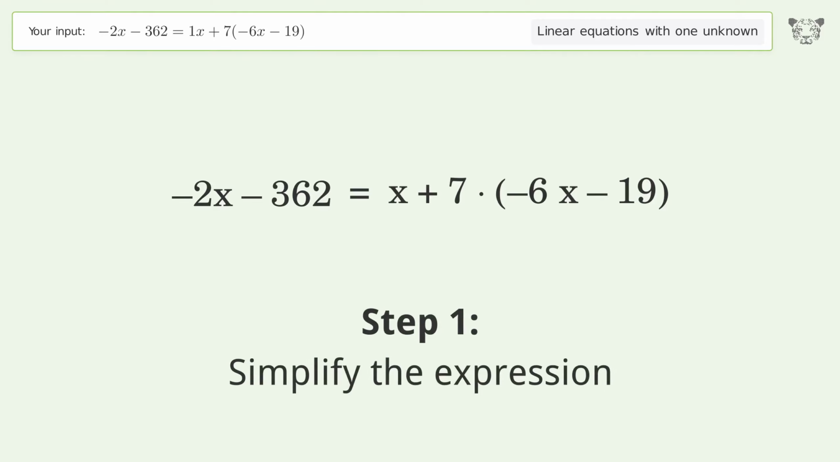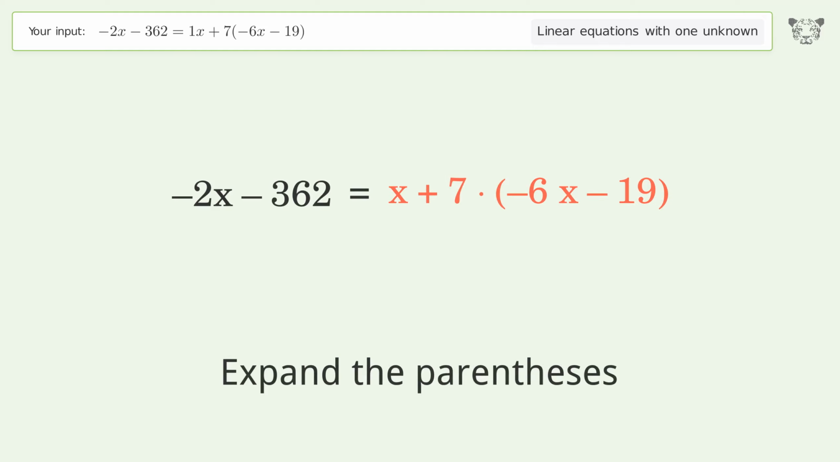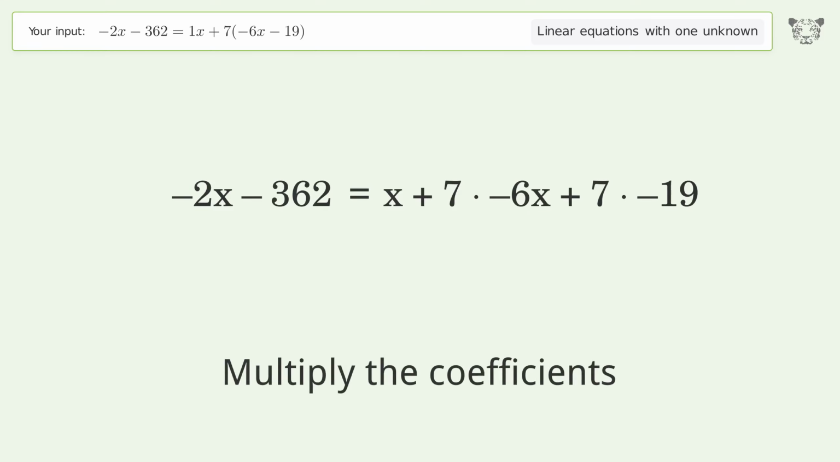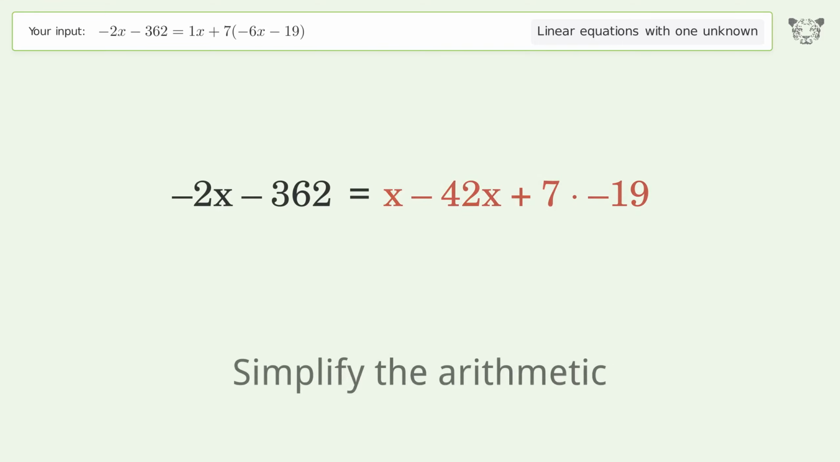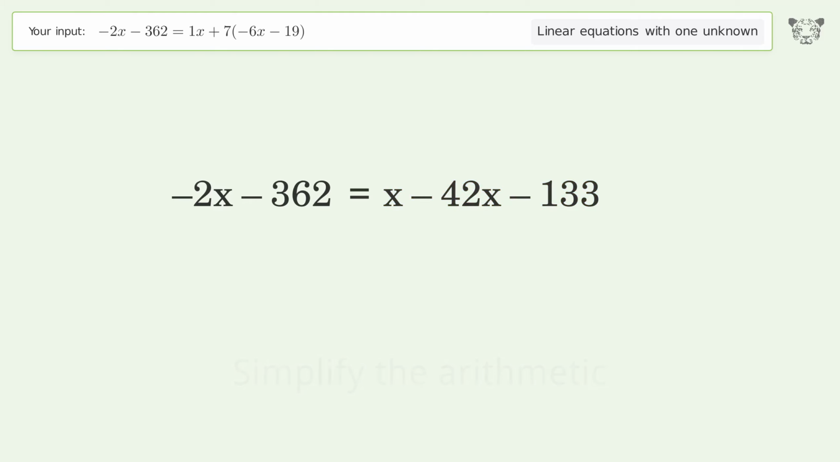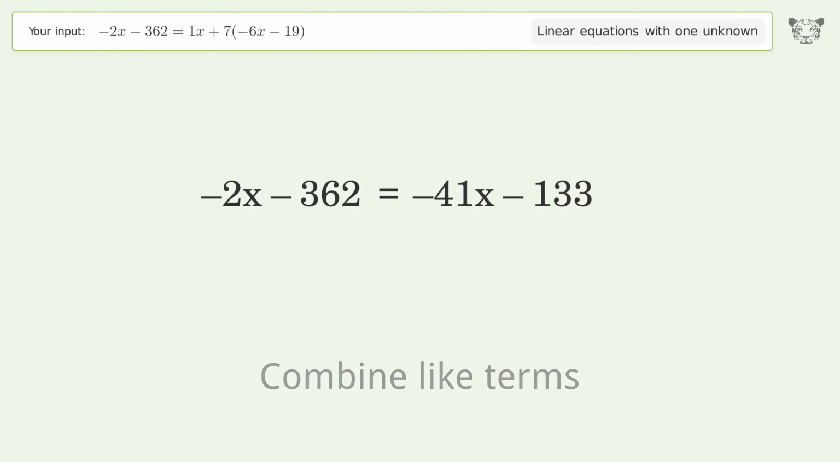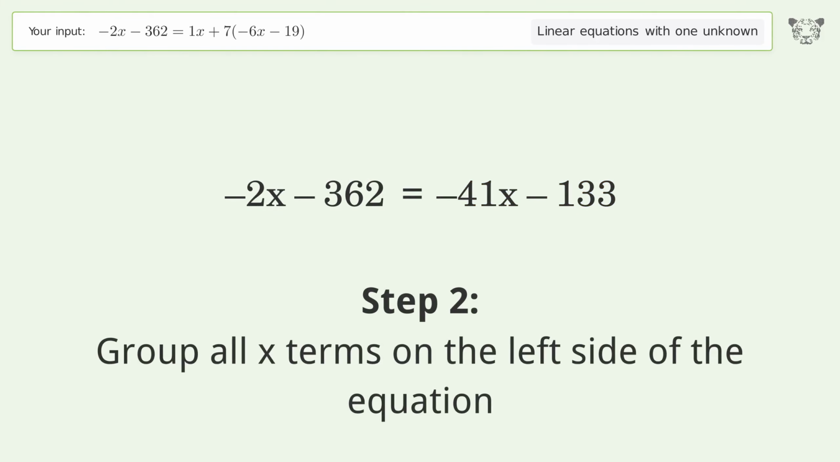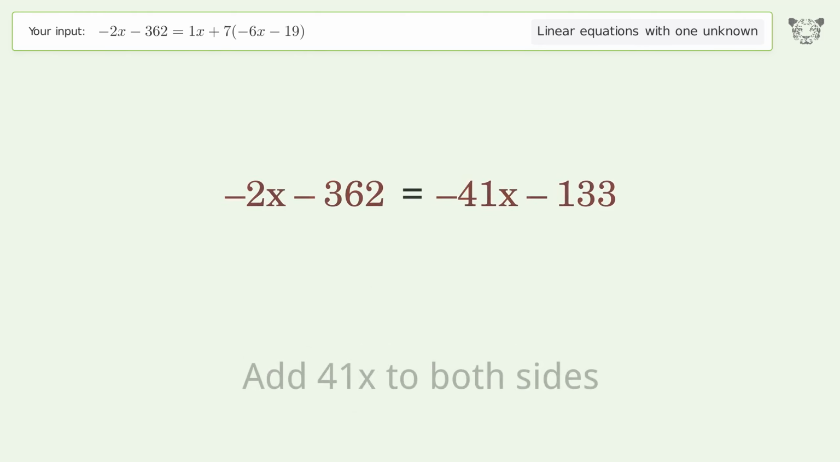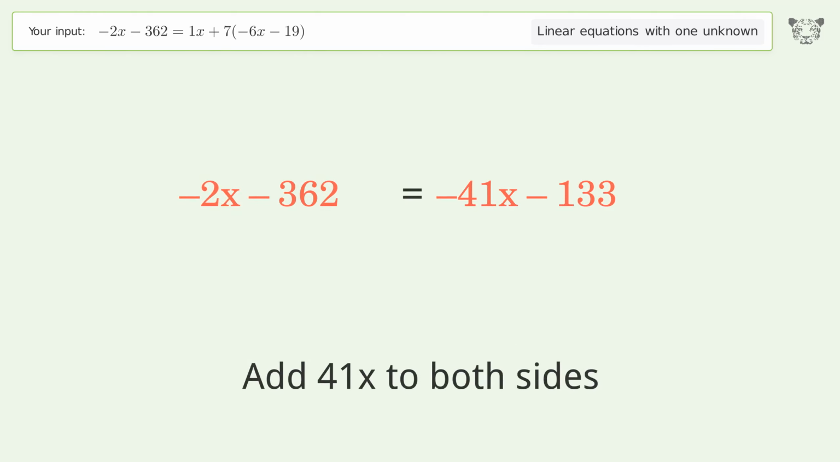Simplify the expression. Expand the parentheses. Multiply the coefficients. Simplify the arithmetic. Combine like terms. Group all x terms on the left side of the equation. Add 41x to both sides.